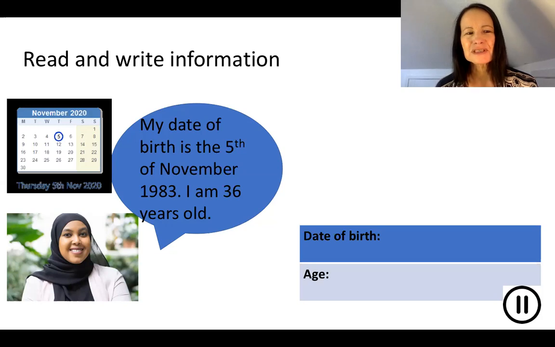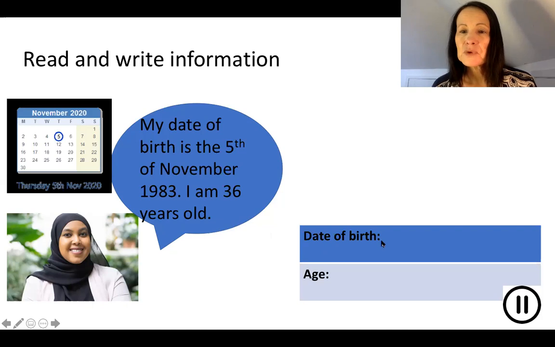Let's find out. So Hawa says, my date of birth is the 5th of November 1983. So this is her birthday. But as you can see, this date is earlier. This is when she was a baby and she was born. I am 36 years old.